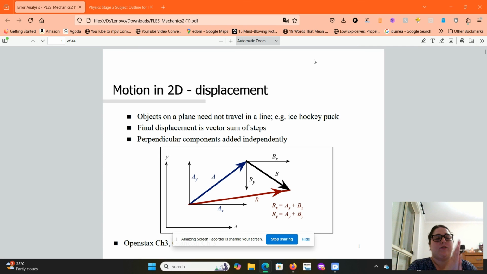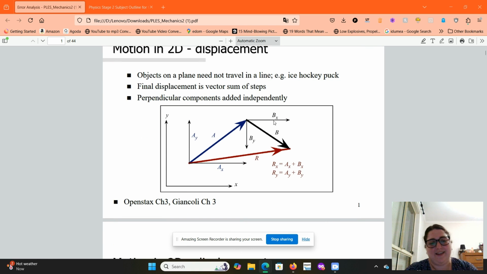Alright, so continuing with projectile motion, we are now looking at motion in 2D, specifically looking at displacement. Objects on a plane need not travel in a line like a hockey puck would. Finding displacement is a vector sum of steps. Perpendicular components are added independently. So we're looking at all of these things together.